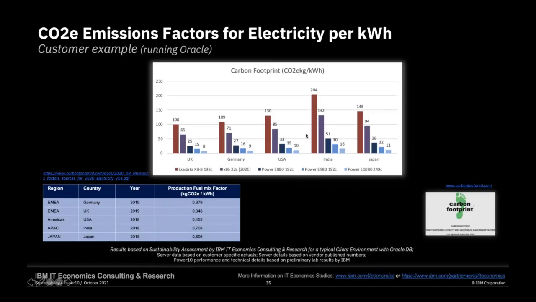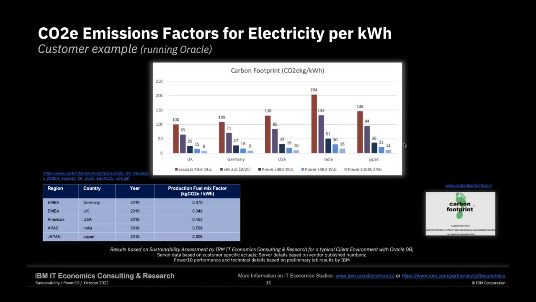So as we saw, UK looked the best. So in this example, and here again, Exadata, the internal systems, Power8, Power9, Power10. And I did this for all the other countries. And there you can see it's the same example across all of them, but very different carbon factors based on how the energy is sourced.